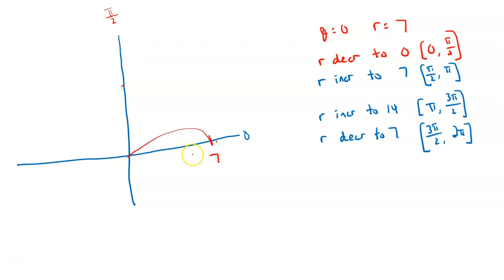Then it says the radius begins to increase again until it gets to pi. Well, here it is at pi. It says the radius increases to 7, but it increases to 7 in the direction of pi, which we might call negative 7. Those are really not symmetric.